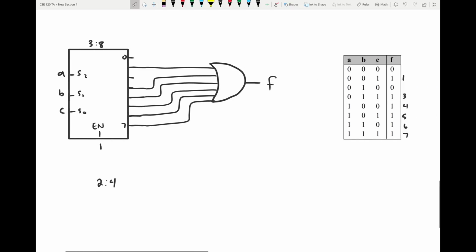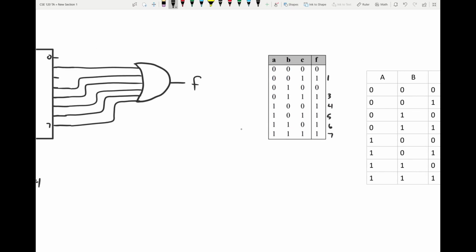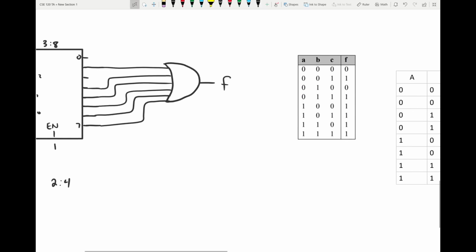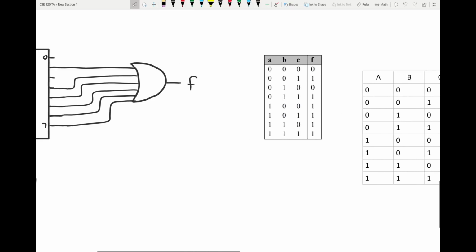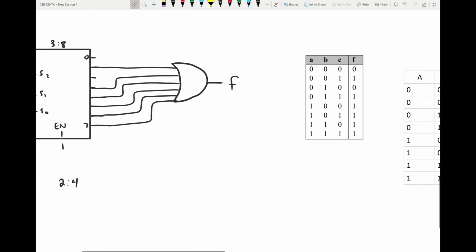So again, just like we did with the mux, we need to find a way to split up the truth table into parts that make sense for us. Disregard this, that's from another section.